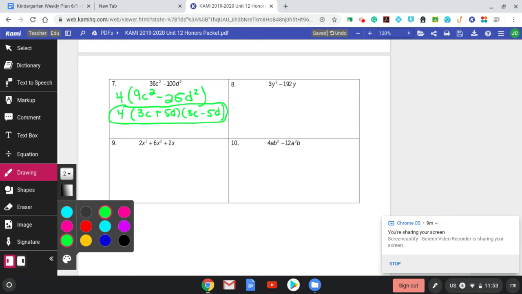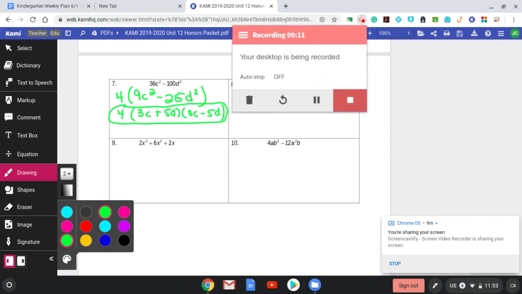Look for a GCF. Can you go further? If you can, go further. All right, so take a look at 8, 9, and 10 on your own. We'll get back to each other here in a minute and see how we did. Go ahead, pause the video. We'll be back in a minute.